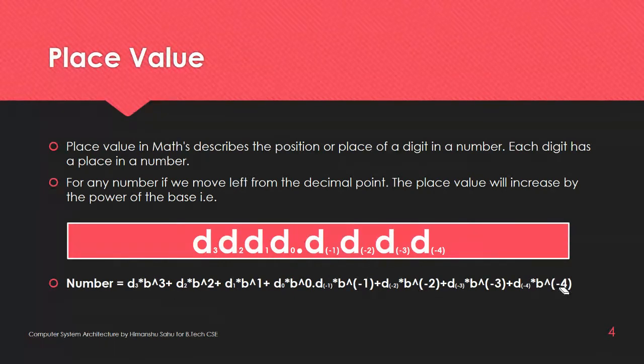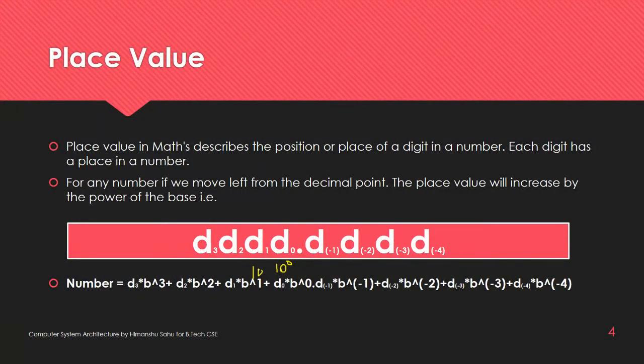So this is a generic representation. So how is this base's place value calculated? This is simply base raised to the power. Suppose you are talking about the decimal base, so this will be 10 raised to the power 0, this will be 10 raised to the power 1, this will be 10 raised to the power 2, and so on. And after the decimal point, it will be 10 raised to the power minus 1, 10 raised to the power minus 2, 10 raised to the power minus 3, something like this.